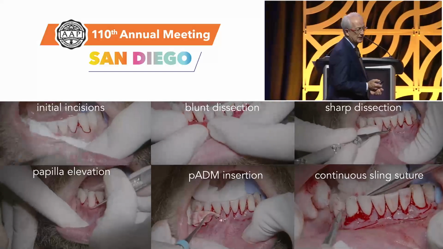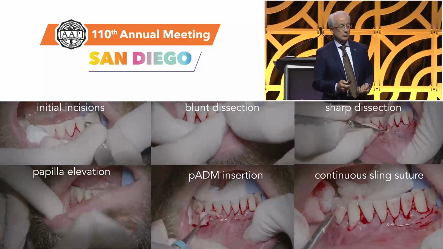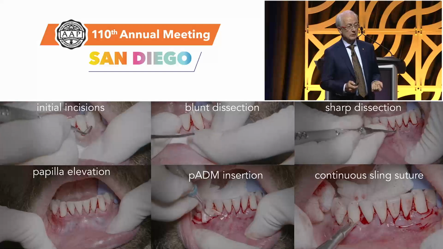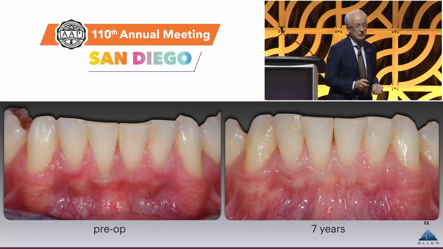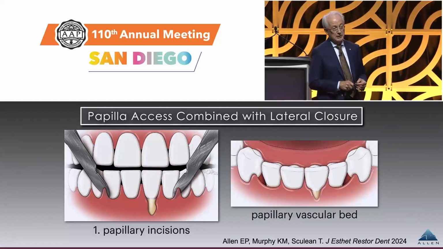Align it so it's lined up with the CEJs, and then start your continuous sling suture at the most posterior, work your way around to the opposite side and back. You have 1 knot when you do it that way. So I'm going to stop that because I've got more to show you, but here's a pre-op and 7-year post-op for that particular case. So this is what I want to get to.